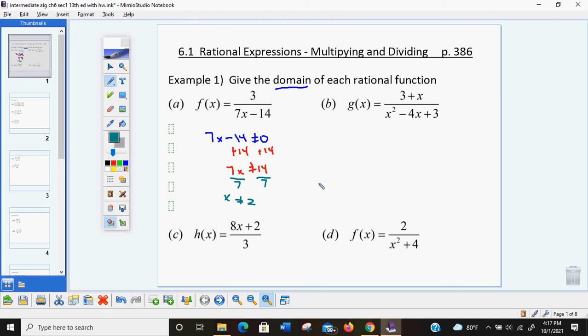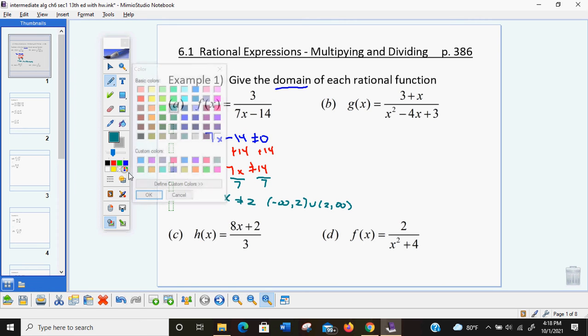Now there's another way to write that. They also write it in what's called interval notation. And that looks like this. It says, okay, we can go from negative infinity all the way to 2 with a parenthesis because that means it can't equal it, union 2 to positive infinity. And that says the same thing. X cannot equal 2. We use parentheses here to show that it can equal everything except 2.